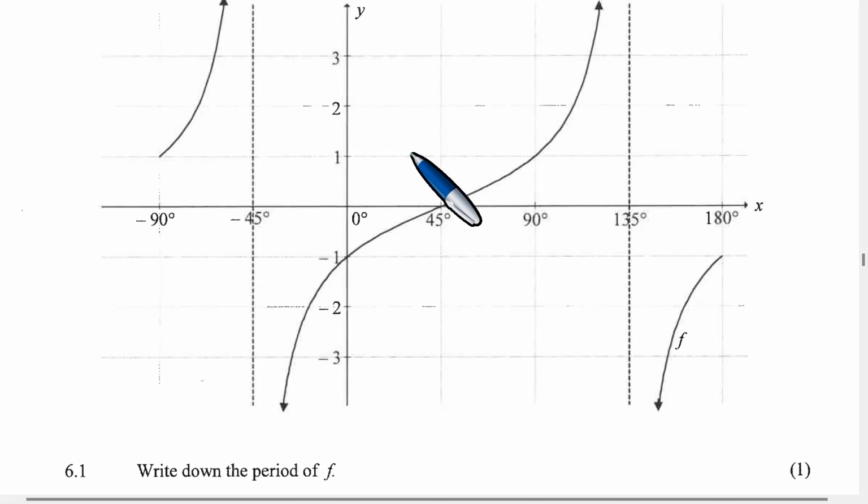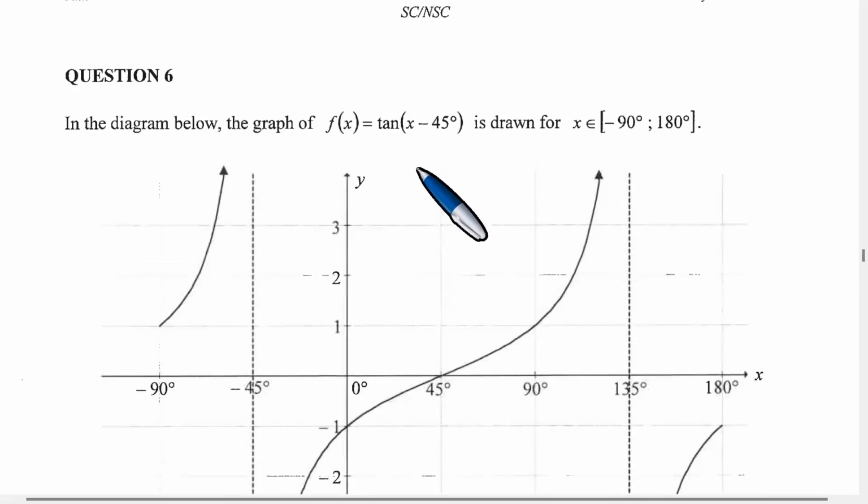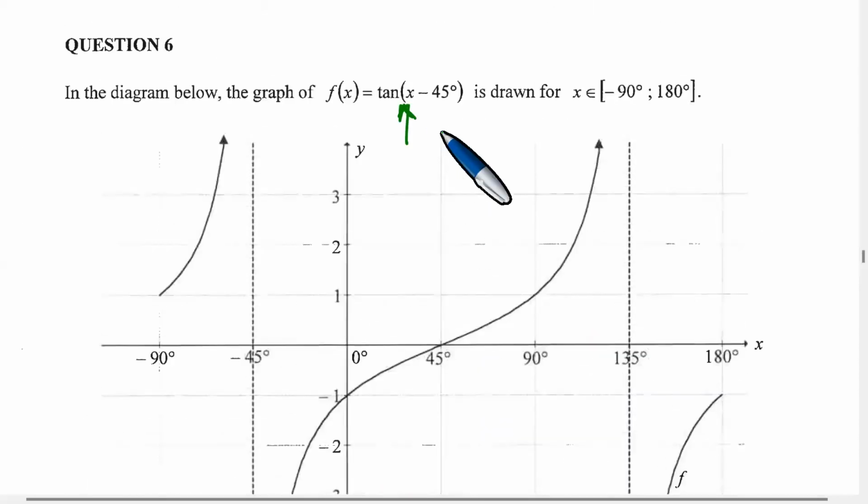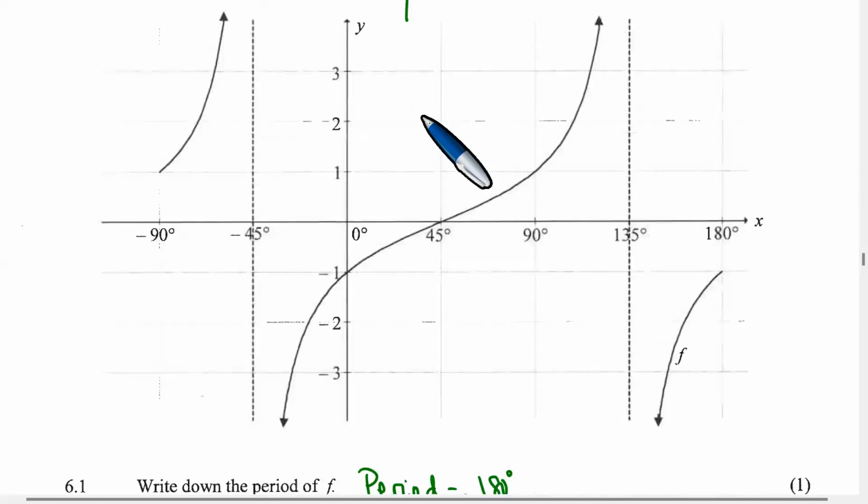Right, so for the period of the tangent function, you just need to look at the fact that the coefficient of x is 1 here. And if the coefficient of x is 1, then it means that the period is 180 degrees. It is 180 degrees for the tangent function, in particular if the coefficient of x is 1.